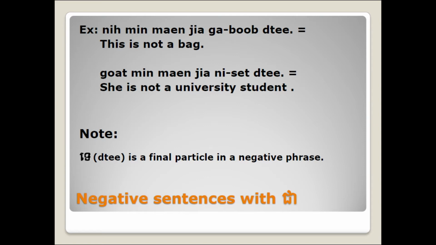Another example is គាត់មិនមែនជានិស្សិតទេ. So គាត់ is the subject plus មិនមែនជា to form the negative sentence plus និស្សិត which means university student. គាត់មិនមែនជានិស្សិតទេ. Remember that te is used as a final particle in a negative phrase, and you are going to learn more about it in the later session.